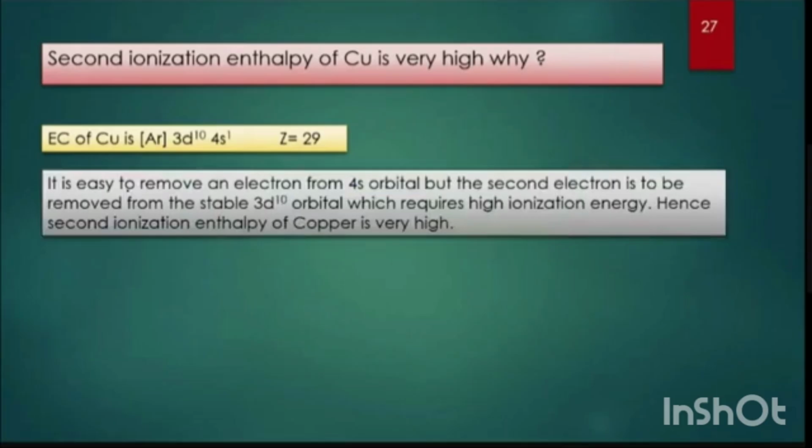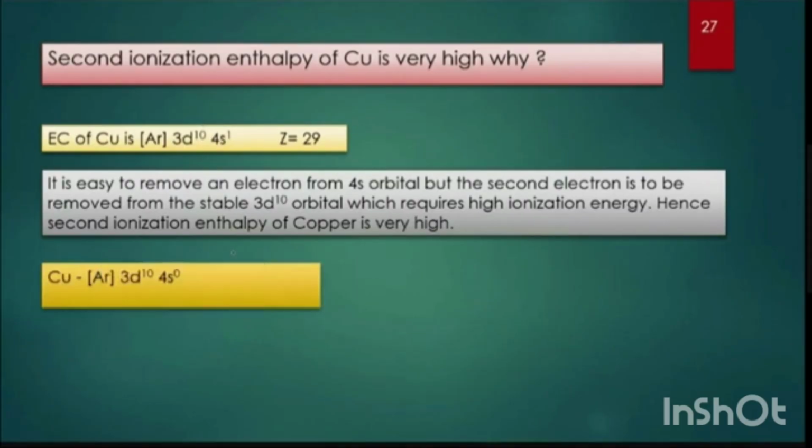It is easy to remove an electron from the 4s orbital, but the second electron is to be removed from the stable 3d10 orbital, which requires high ionization energy. Hence, the second ionization enthalpy of copper is very high. Once we remove the electron present in the 4s orbital, the second electron has to be removed from the most stable, completely filled 3d orbital. So here we require a lot of energy.